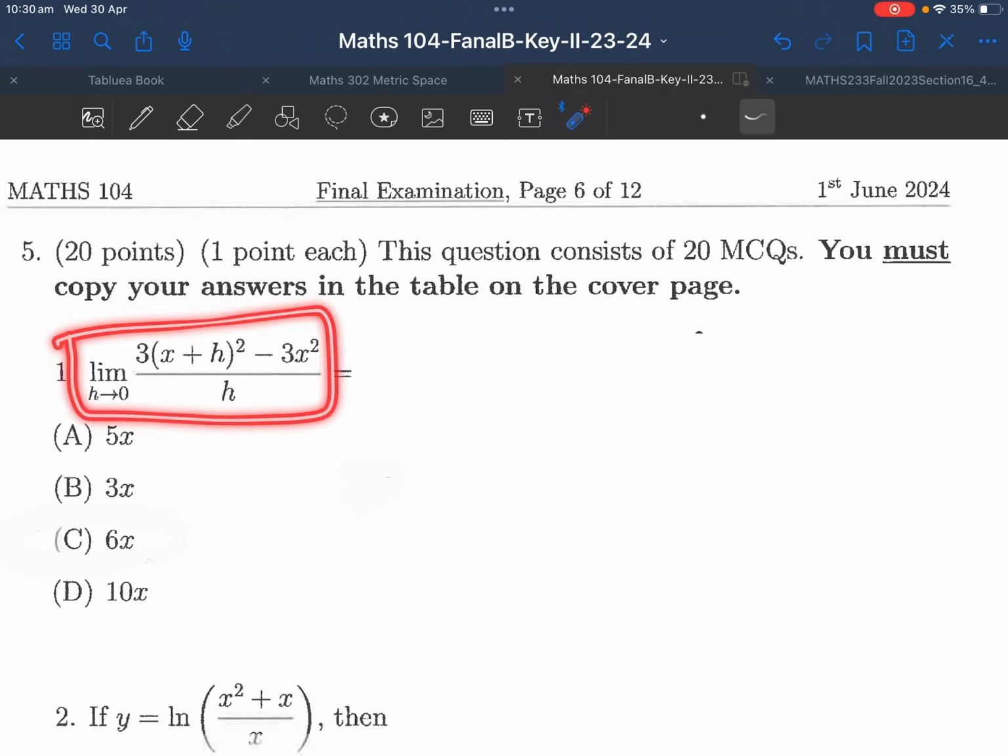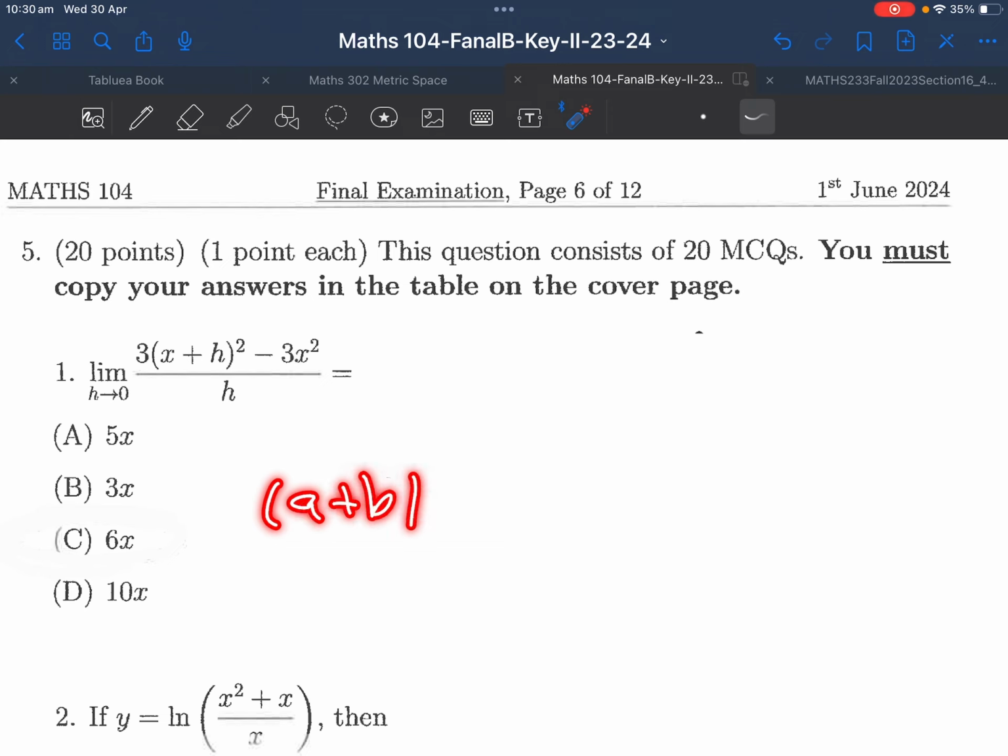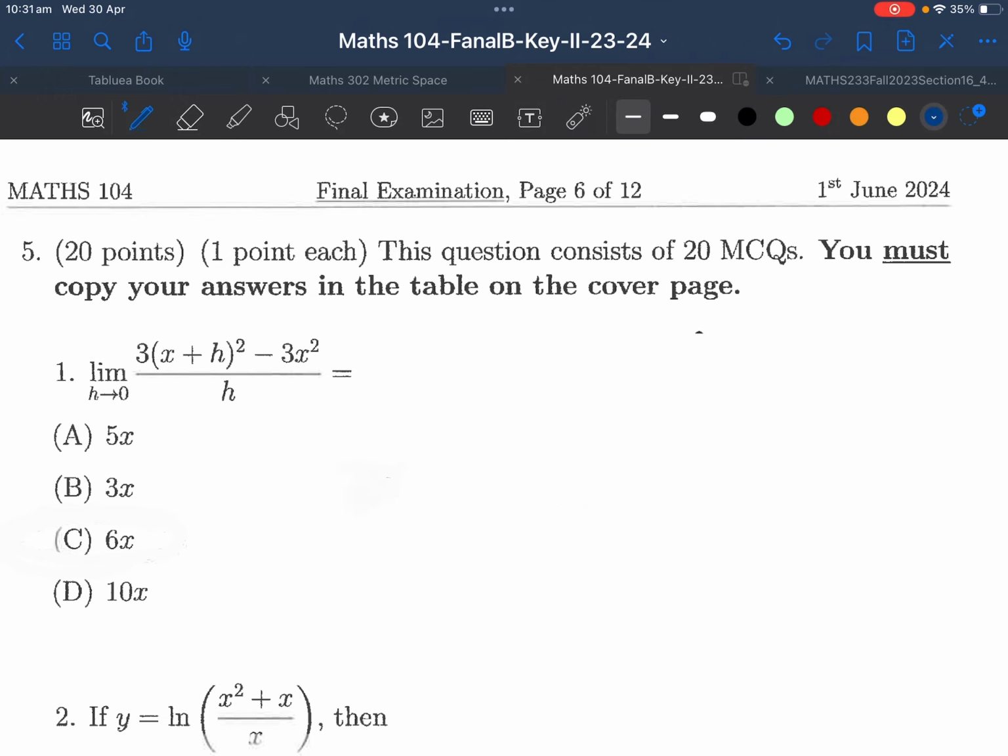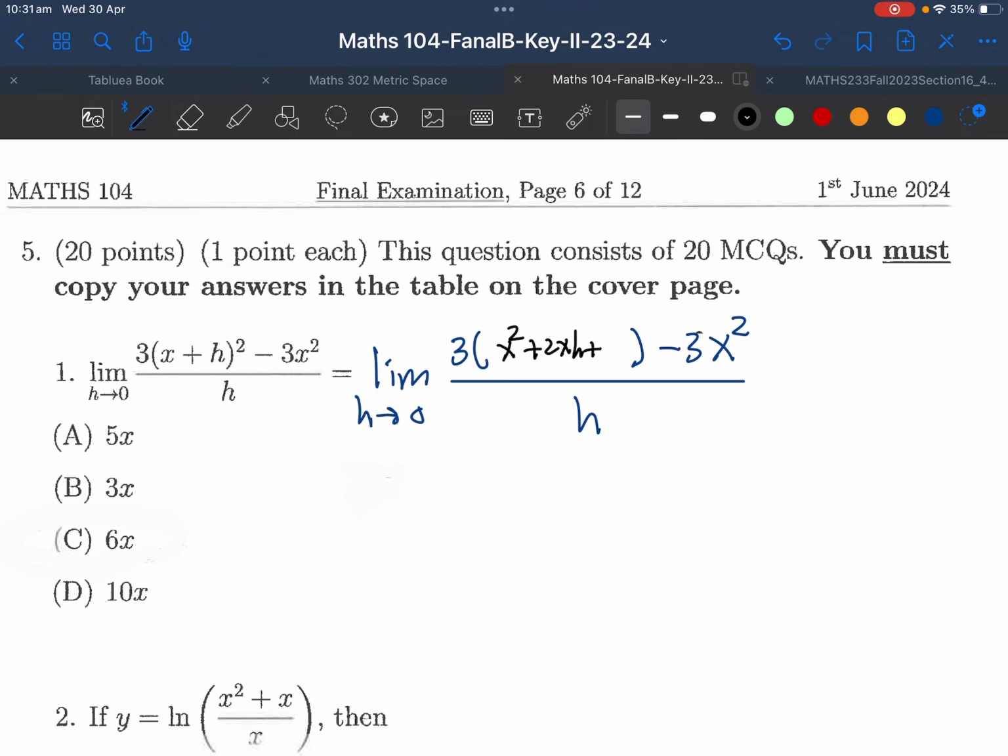We need to find this limit. Well, if you remember the first step, we need to expand this one. And remember, to expand a plus b all square, this will give you the first square, the second square, and then you have to do 2 times first times second. So 2ab. So this would be just limit as h goes to 0. You have this 3, and now you have a big bracket, minus 3x squared divided by h. Now, how do we expand this one? This being expanded by x squared, 2xh, and finally h squared.